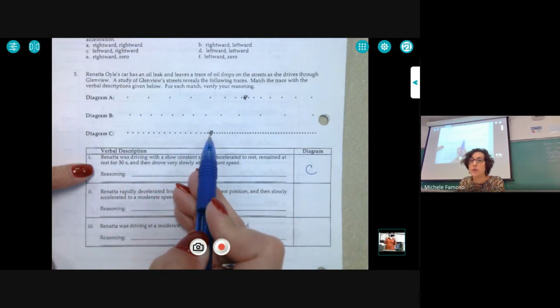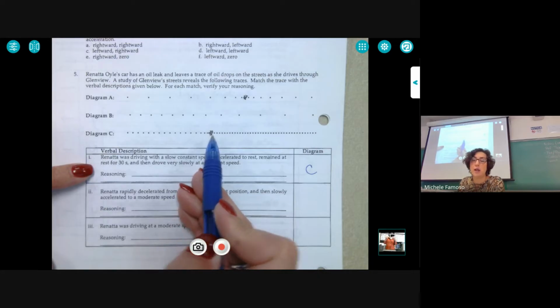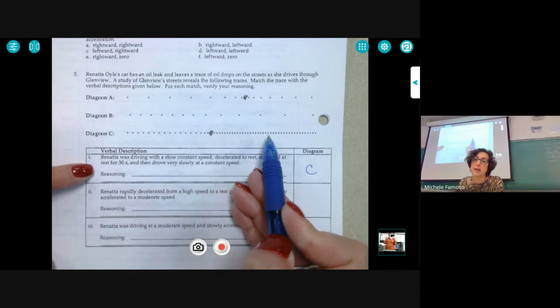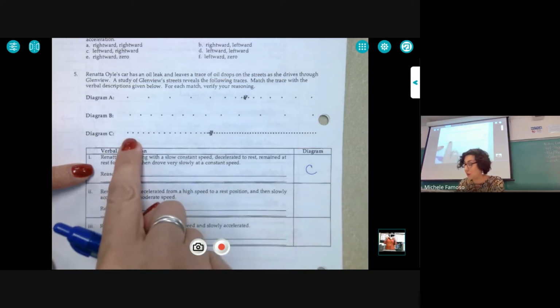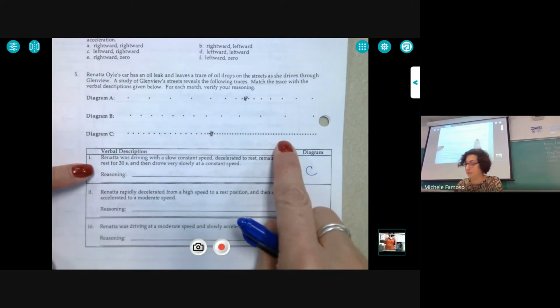and then eventually we end up with a puddle where she was at rest for a while, and then she travels away again at a constant speed, but notice this speed is even less than what she started with. So even though this was slow, this is really slow.